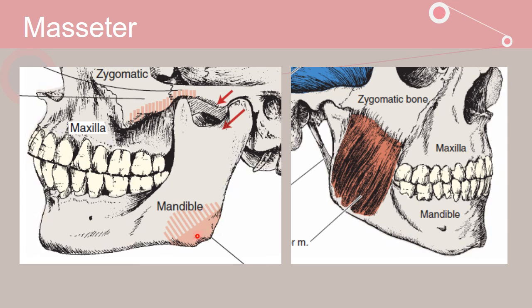The action of the masseter produces elevation of the mandible or closing of the jaw, and it applies great power in crushing of the food. Okay? So again, the movement is from insertion to origin. So when the masseter contracts, it also produces elevation of the mandible.